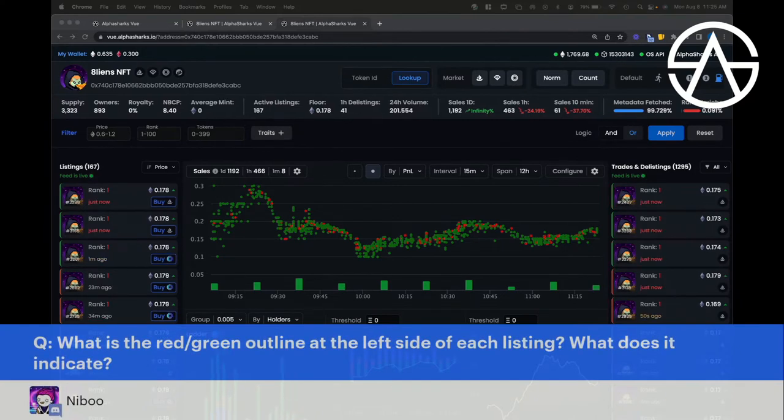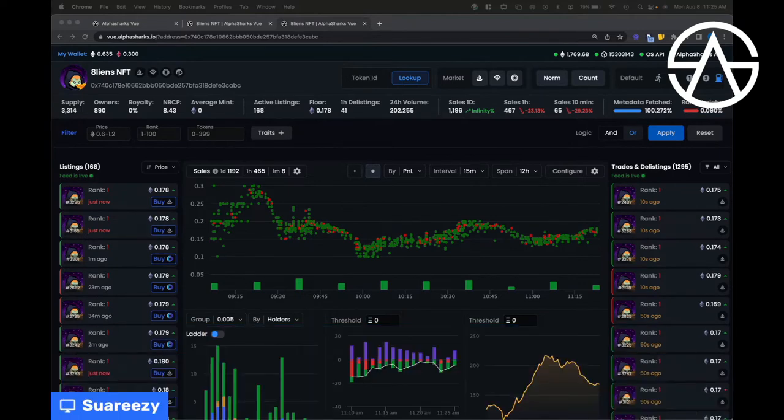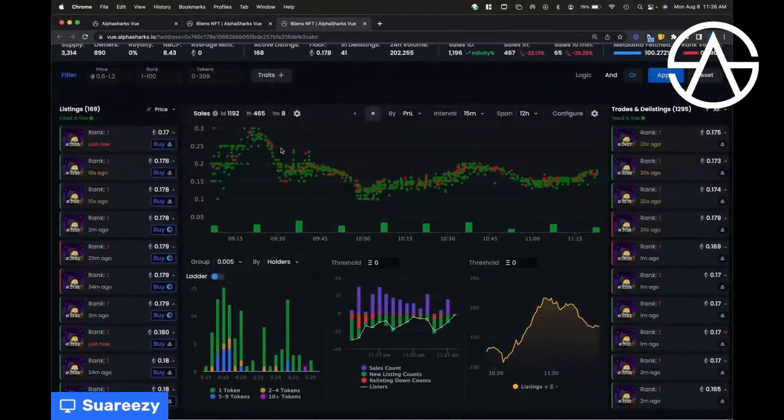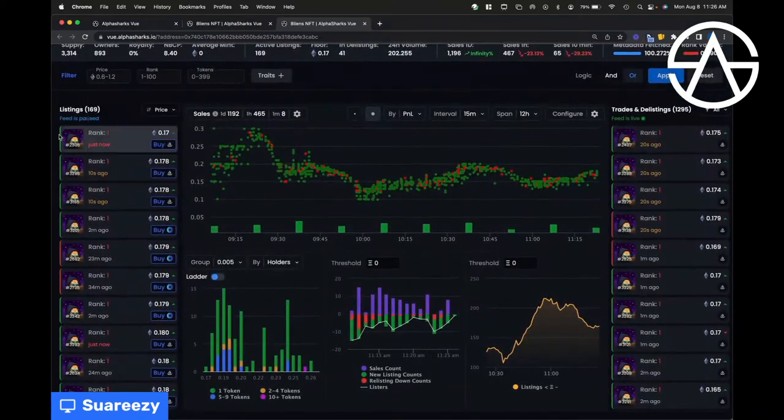Nebo, what is the red slash green outline at the left side of each listing? What does it indicate? Ooh, solid question. So I believe you're talking about this left-hand portion here. Let me pull my note real quick.